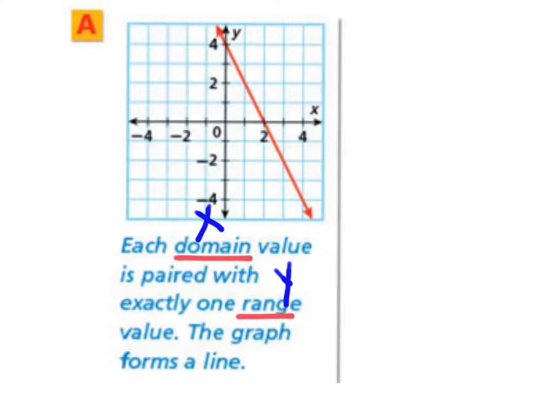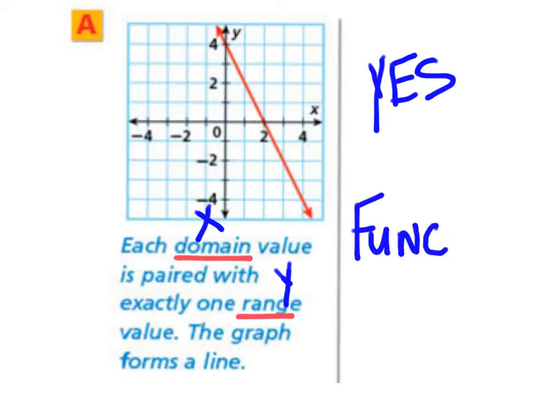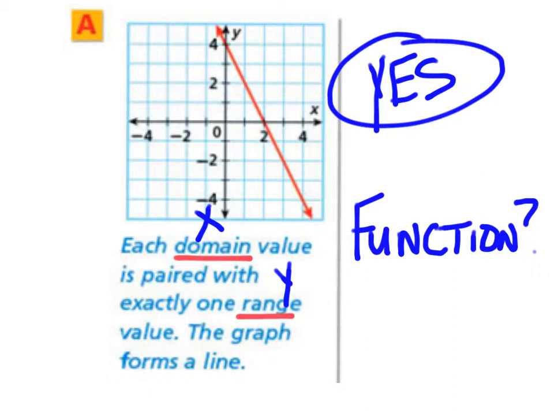Now we can determine if this is a function or not. If it's a straight line like this, the answer would be yes. That is a function. Question: is this a function? Yes or no? The answer is yes. If it's a straight line, it's a function.